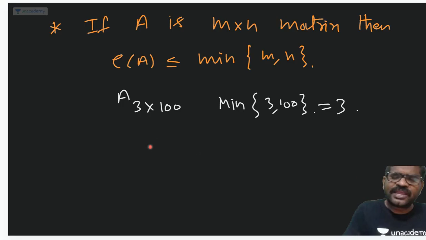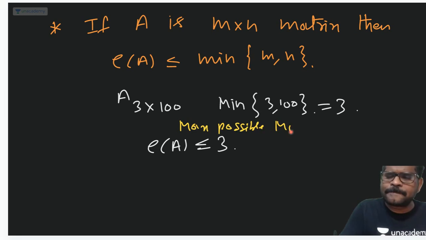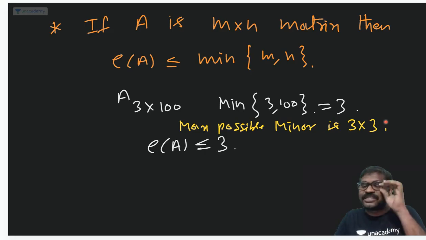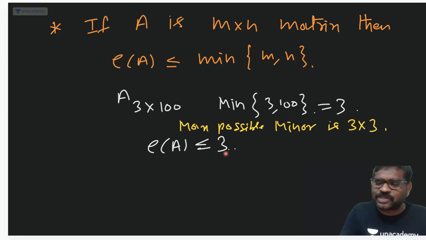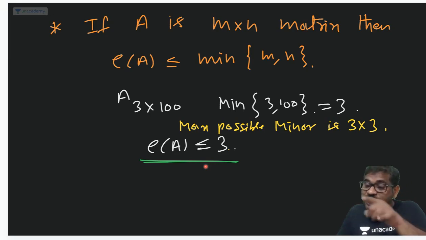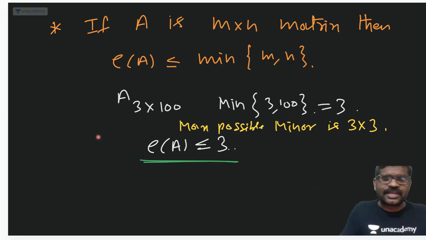That's why rank of A is less than or equal to 3, because the maximum possible minor is 3 cross 3. Since the maximum possible minor is 3 cross 3, the maximum possible rank is 3. That's why you can say that rank of A is less than or equal to minimum of M comma N. Understood? Next property.